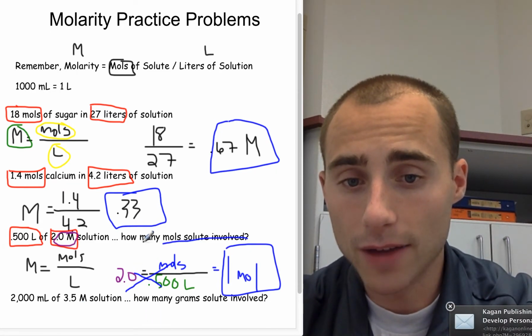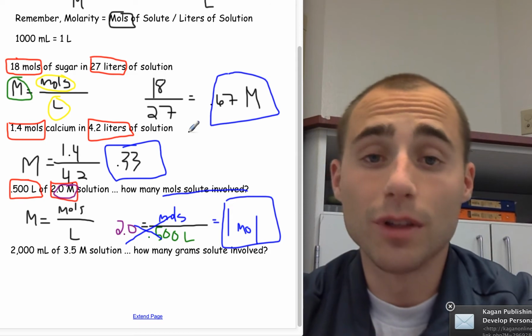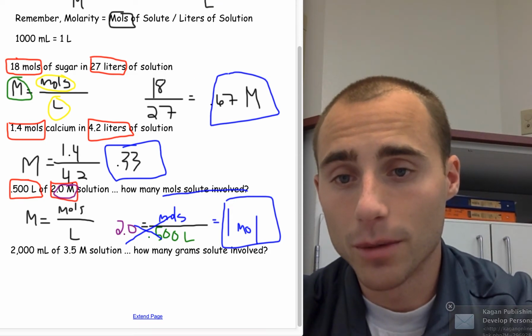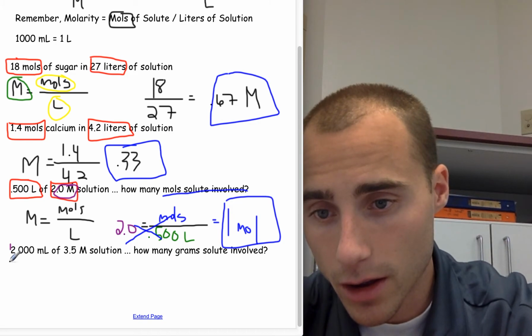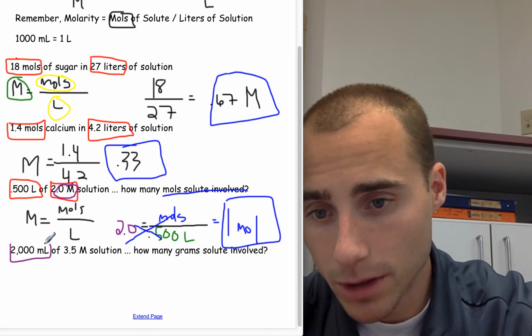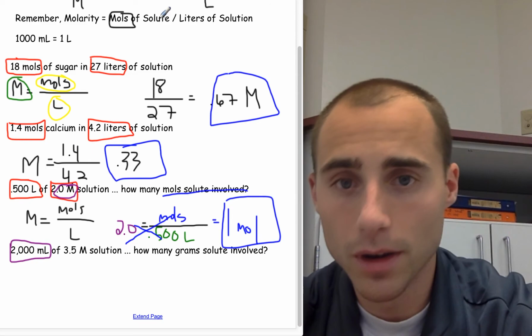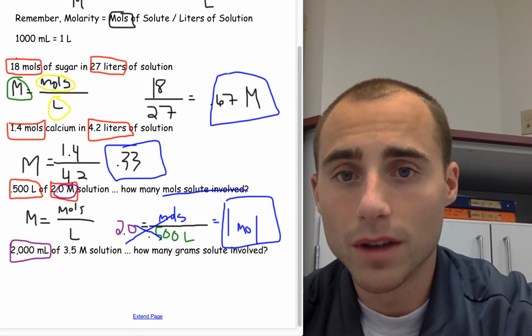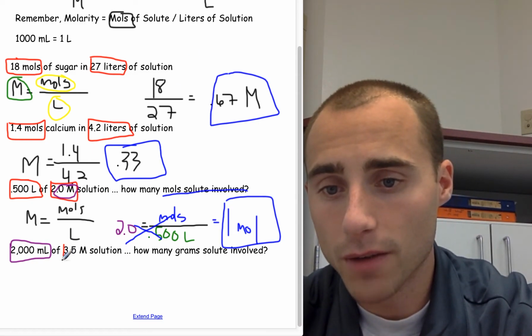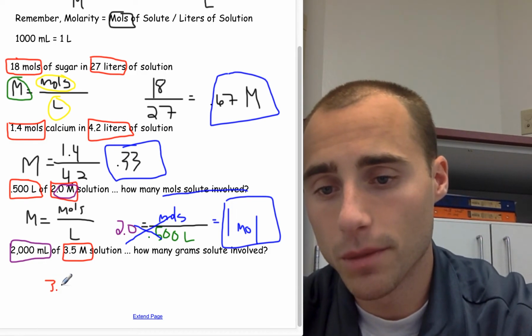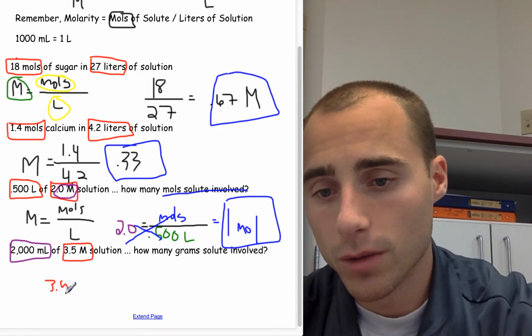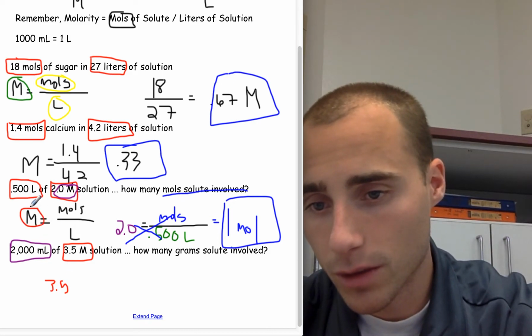Now our last one here. This one's a little bit of a tricky question. Let's identify our numbers first. Let's identify the first one in this awesome color right here. We've been given 2,000 milliliters. That's our first one. And then we've been given 3.5 molar. We can go ahead and write that down, 3.5 molar, because we know that's going to go on this side, right? That's where I'm getting that.